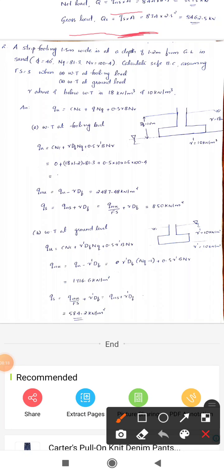So this is the simple case of water table, that is here water table is at footing level, and in the second case water table is at ground level. So in that case you check whether the soil is in submerged condition or in normal moist condition. The soil which is below the water table will be in submerged condition, and the soil above the water table will be in normal moist condition. So likewise you substitute bulk unit weight or submerged unit weight. So that is the procedure.